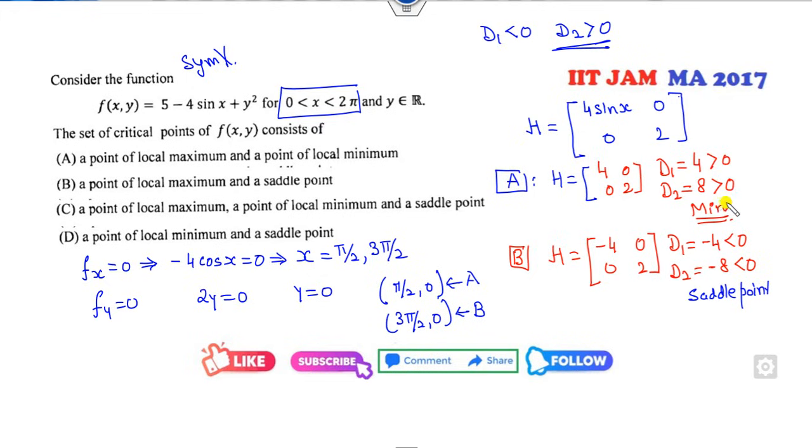So how many have you obtained? Minimum and saddle. Maxima you can never obtain, only minima and the saddle.